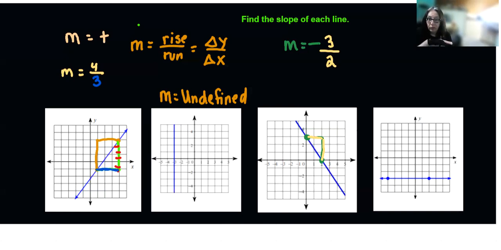Next, we have, think horizon. You look out over the horizon. That's a horizontal line. Whenever you have a horizontal line, the slope is 0. And why is that? If you use the slope formula, you're going to get 0 on top of your fraction, and 0 divided by anything is 0.